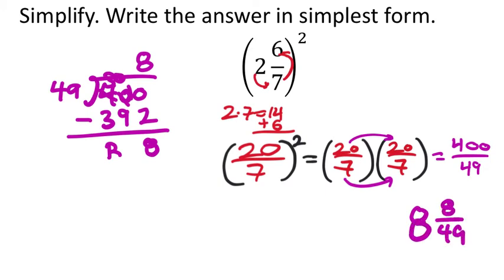Okay, either one of these work. Again, for me, I would say, since it didn't specify, that I don't really need to change it to a mixed number. So I personally would write the 400 over 49.